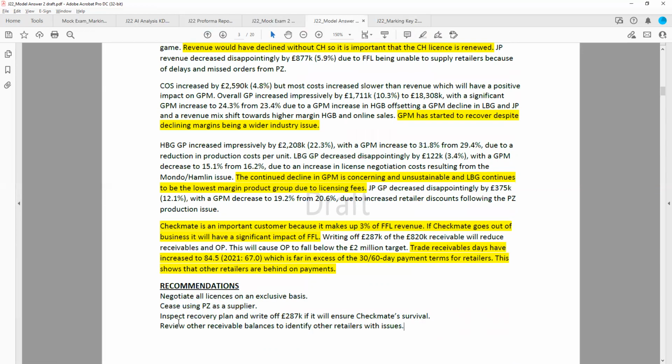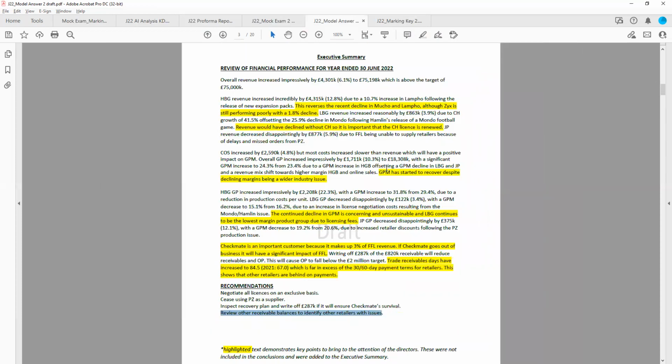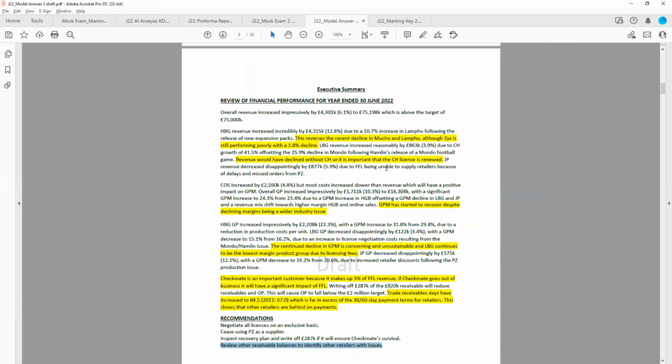I'll stick to 3, maybe 4 as an absolute maximum for the exec summary. And you can still see here it's an appropriate length. It's about between 2/3 and 3/4 of a page.